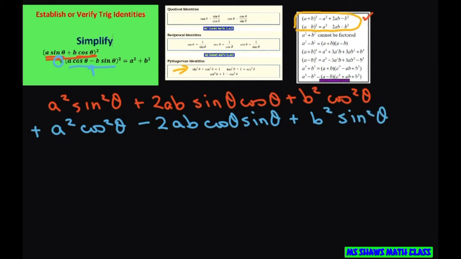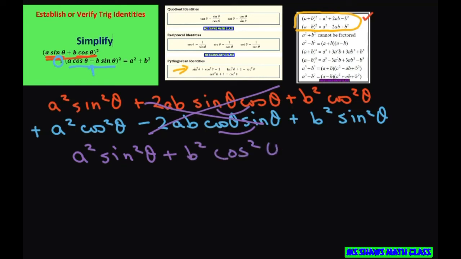Now these two are the same. They just rearranged that. So those are the same, and they're going to simplify there. So now what we have is a squared sine squared of theta plus b squared cosine squared of theta plus a squared cosine squared of theta plus b squared sine squared of theta.